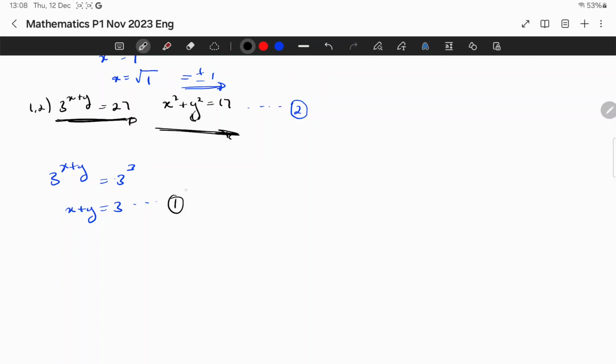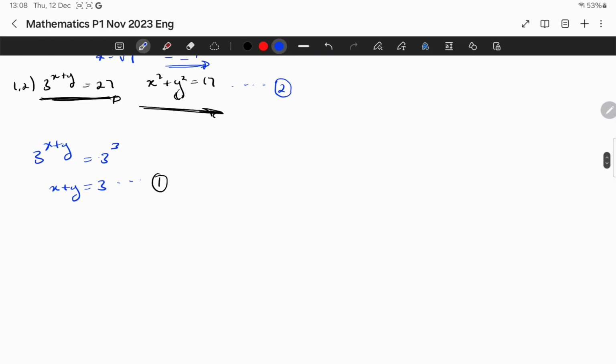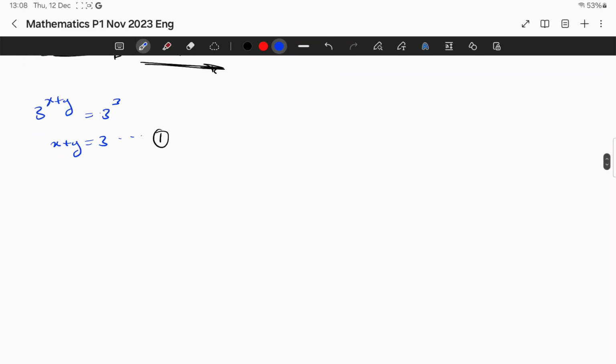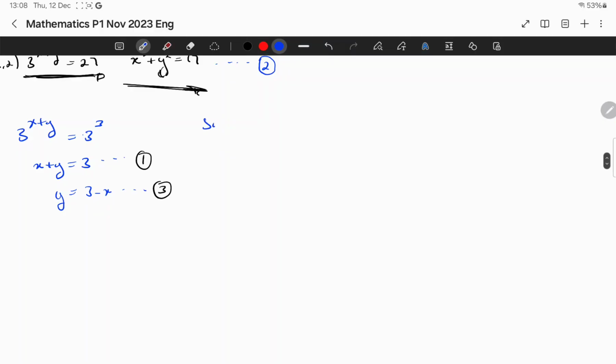Now the simplest way to solve this is by substitution, because elimination is not possible in this case, because we have x here and an x squared there. Then you can make one of the variables the subject of the formula. I'll just choose y in this case. So y is equal to 3 minus x. Name this equation 3. How do we solve? Substitute equation 3 into 2.